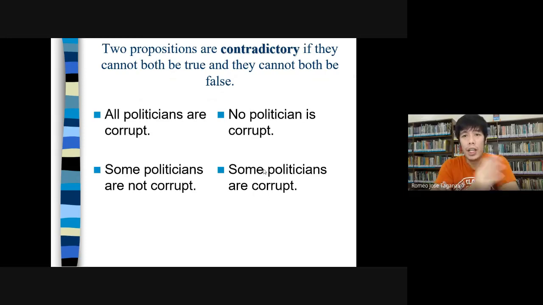Okay? Another example, no politician is corrupt and then some politicians are corrupt. Walang politician ay corrupt. Yan yung unang halimbawa. Anong relasyon niya sa pangalawang halimbawa? May ilang politicians corrupt. Ibig sabihin, sa dalawang propositions na yan, isa lamang ang tama. Hindi maaaring pareho silang tama at pareho silang mali.